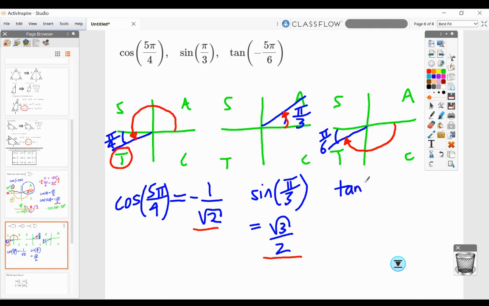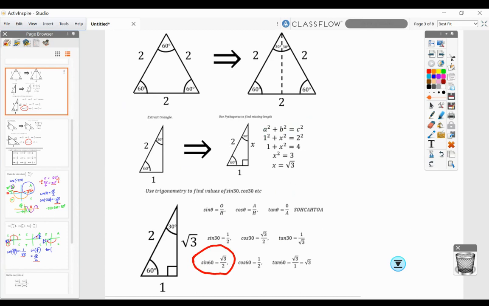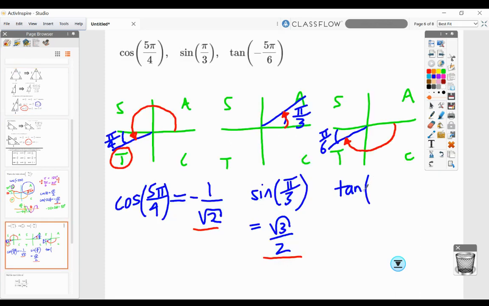So let's look at what tan pi over 6 would be. Pi over 6, remember, is 30 degrees. So tan pi over 6, tan 30 degrees is 1 over root 3. So it's 1 over root 3, and it's ended up in the tan quadrant. So that means it's going to be positive. It's going to be 1 over root 3. It's not going to be minus 1 over root 3.